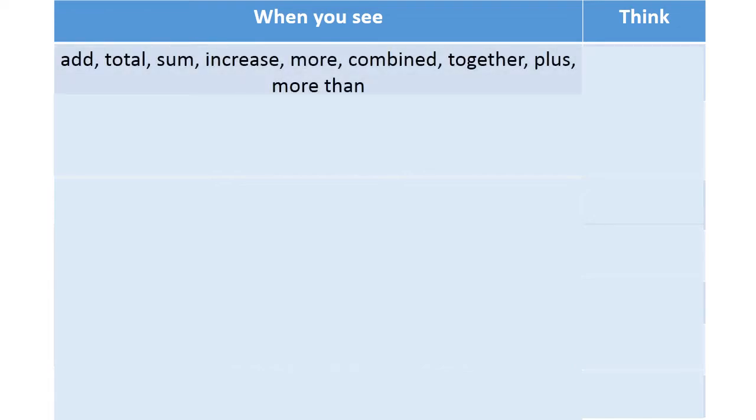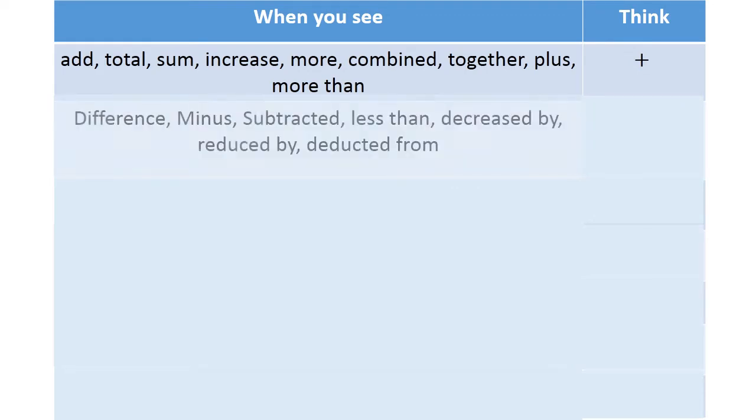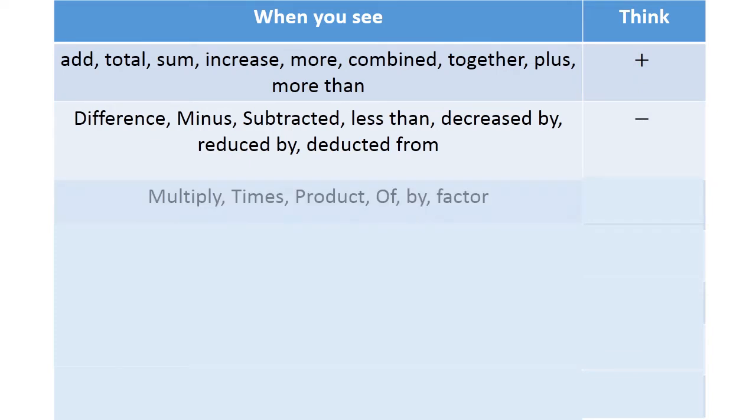Here are some keywords that are used for mathematical operations. When you see add, total, sum, increase, more, combine, together, plus, more than, think about addition operation. When you see difference, minus, subtract, less than, decreased by, reduced by, deduct from, think about subtraction operation. When you see multiply, times, product, of, by, factor, think about multiply operation.